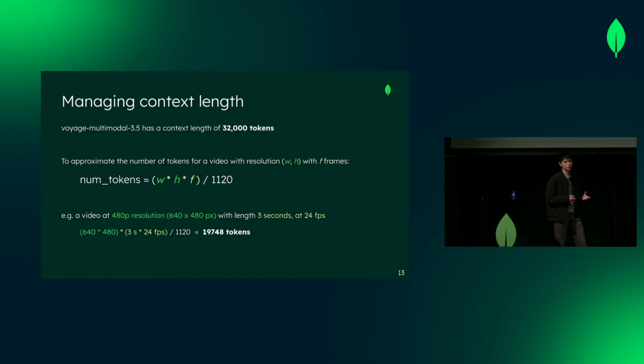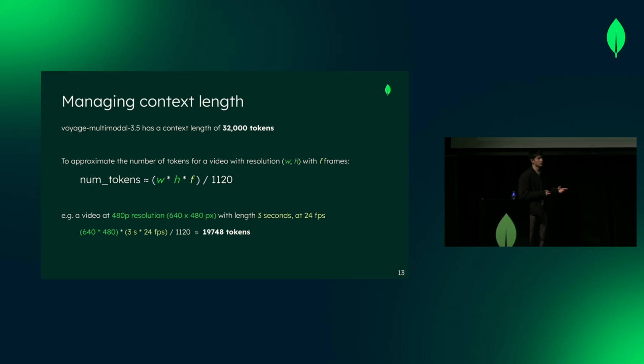So every embedding model has an associated context length, which is the maximum length of the example that you can input into the model. For videos specifically, this depends on three things: the width, the height, and the number of frames in the video. For Voyage Multimodal 3.5, our context length is set at 32,000 tokens.